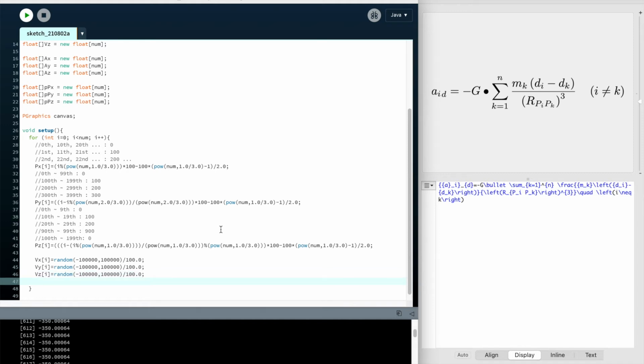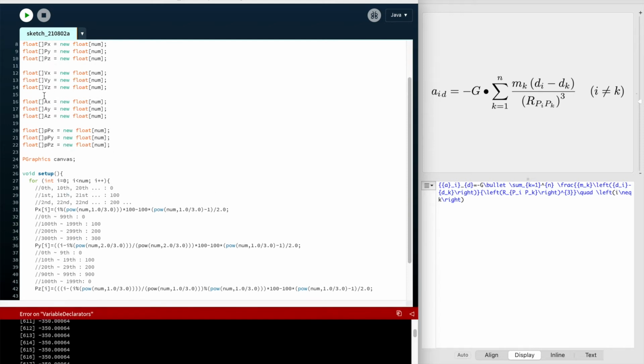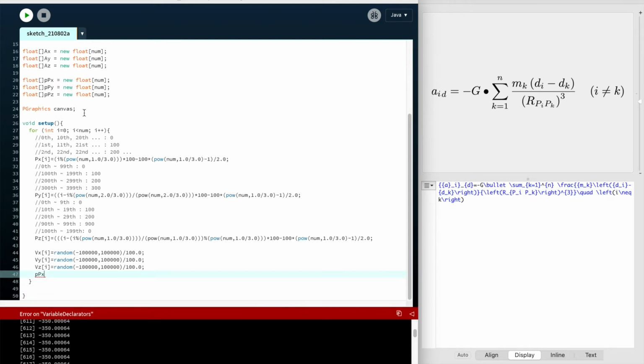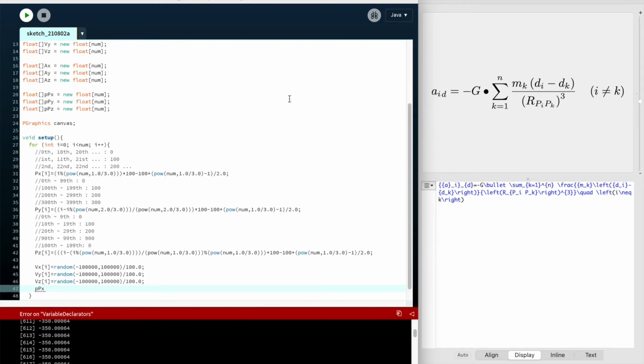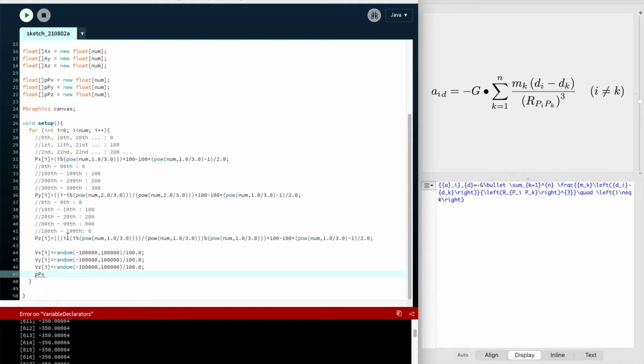Now, acceleration I'm going to do later because that involves calculation. But PPX I could say is basically equal to PX, PPY is equal to PY. At the start of the simulation, there's no previous value, so the previous value is equal to the current value, and so PPZ is equal to PZ.